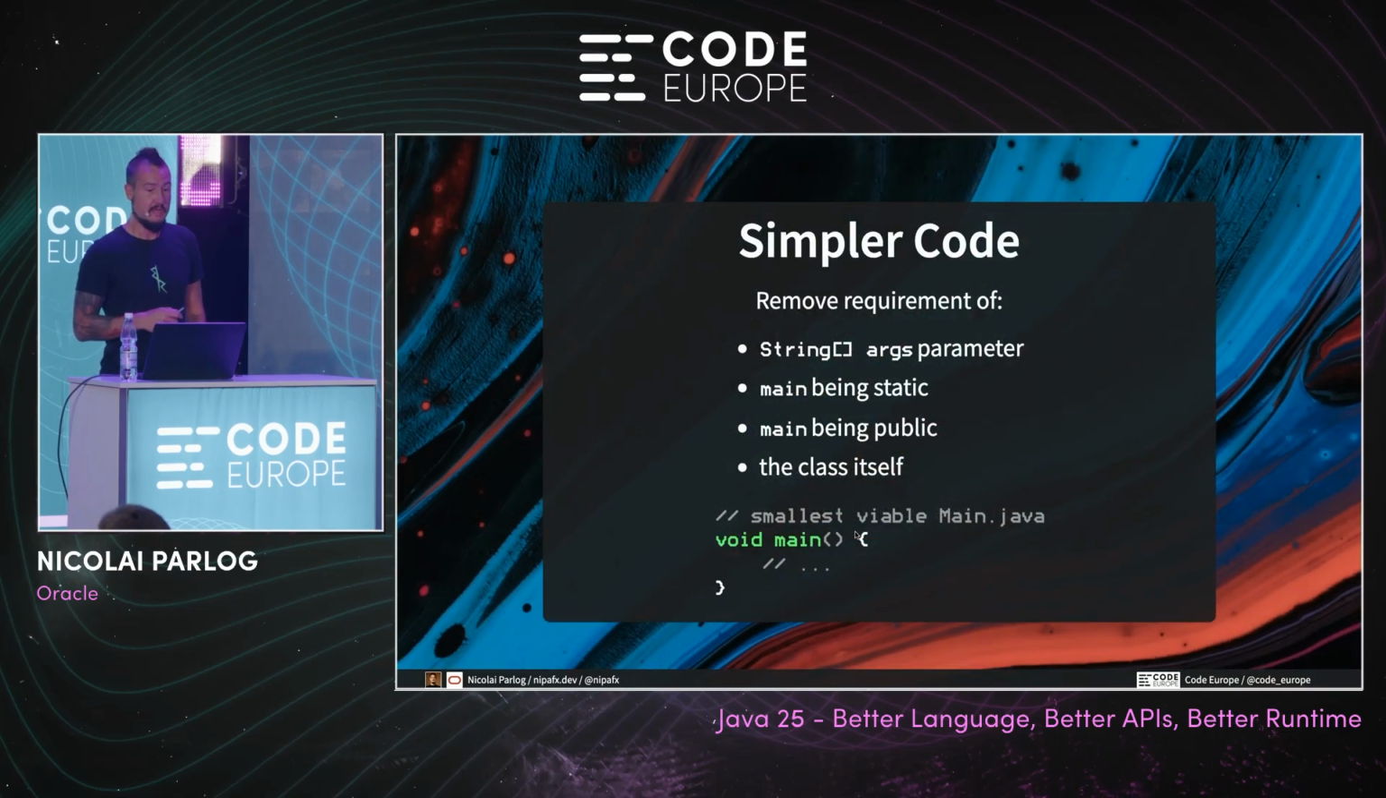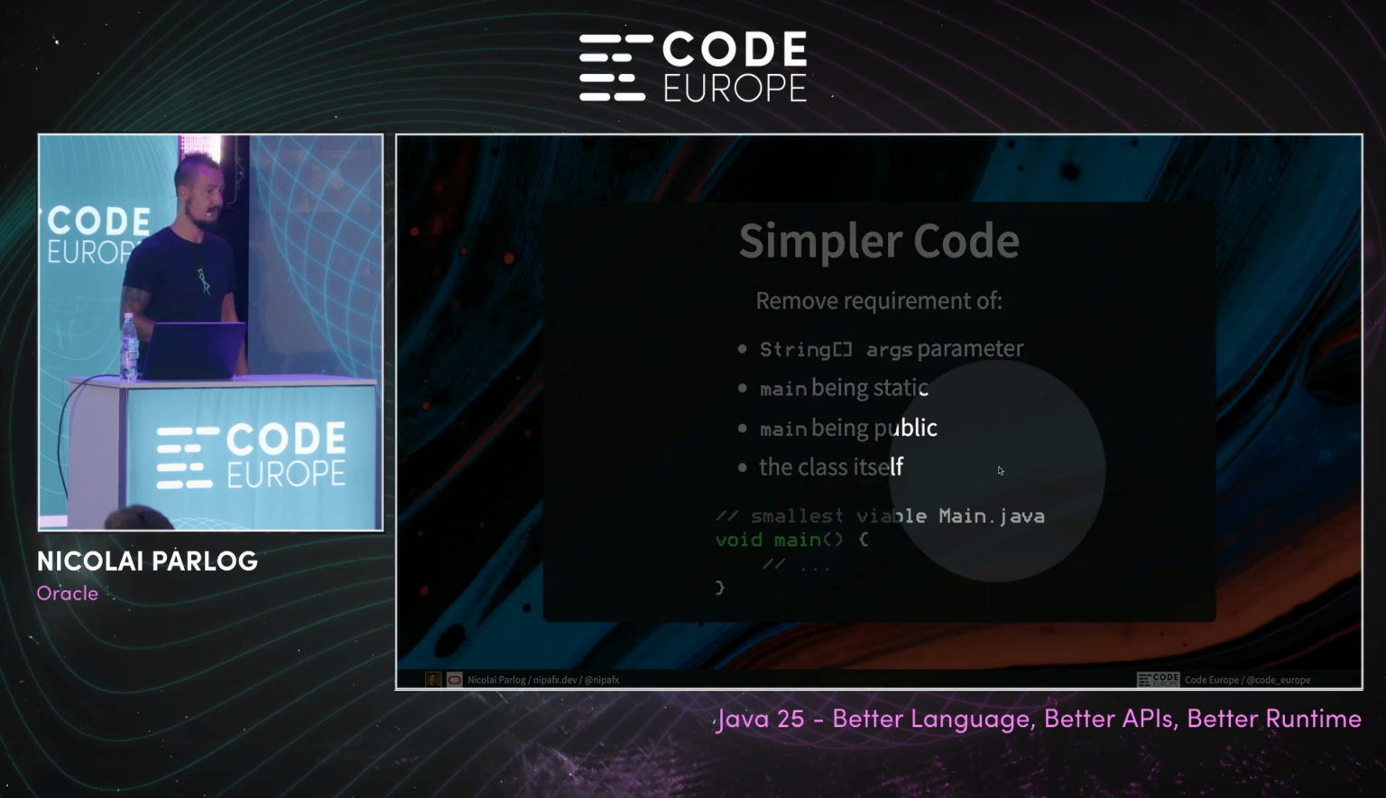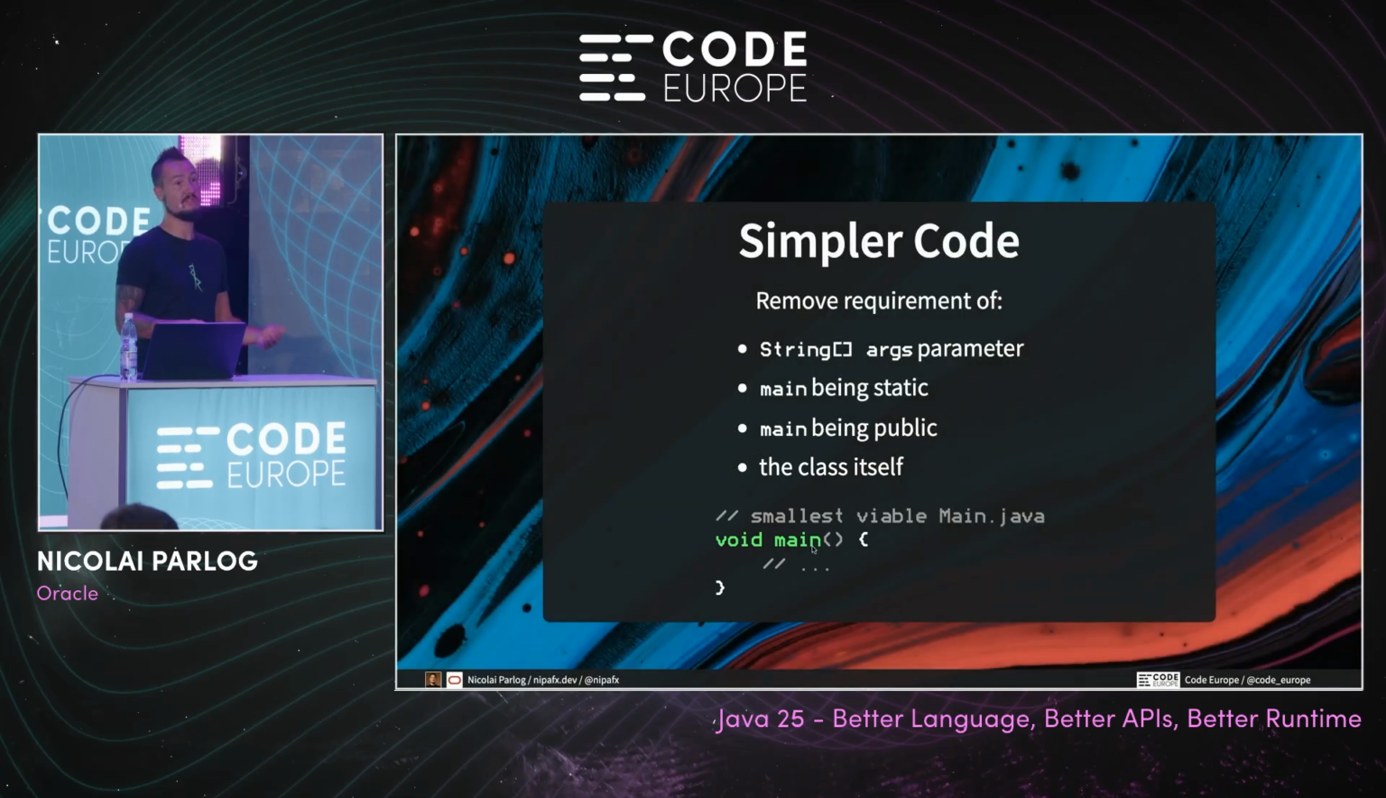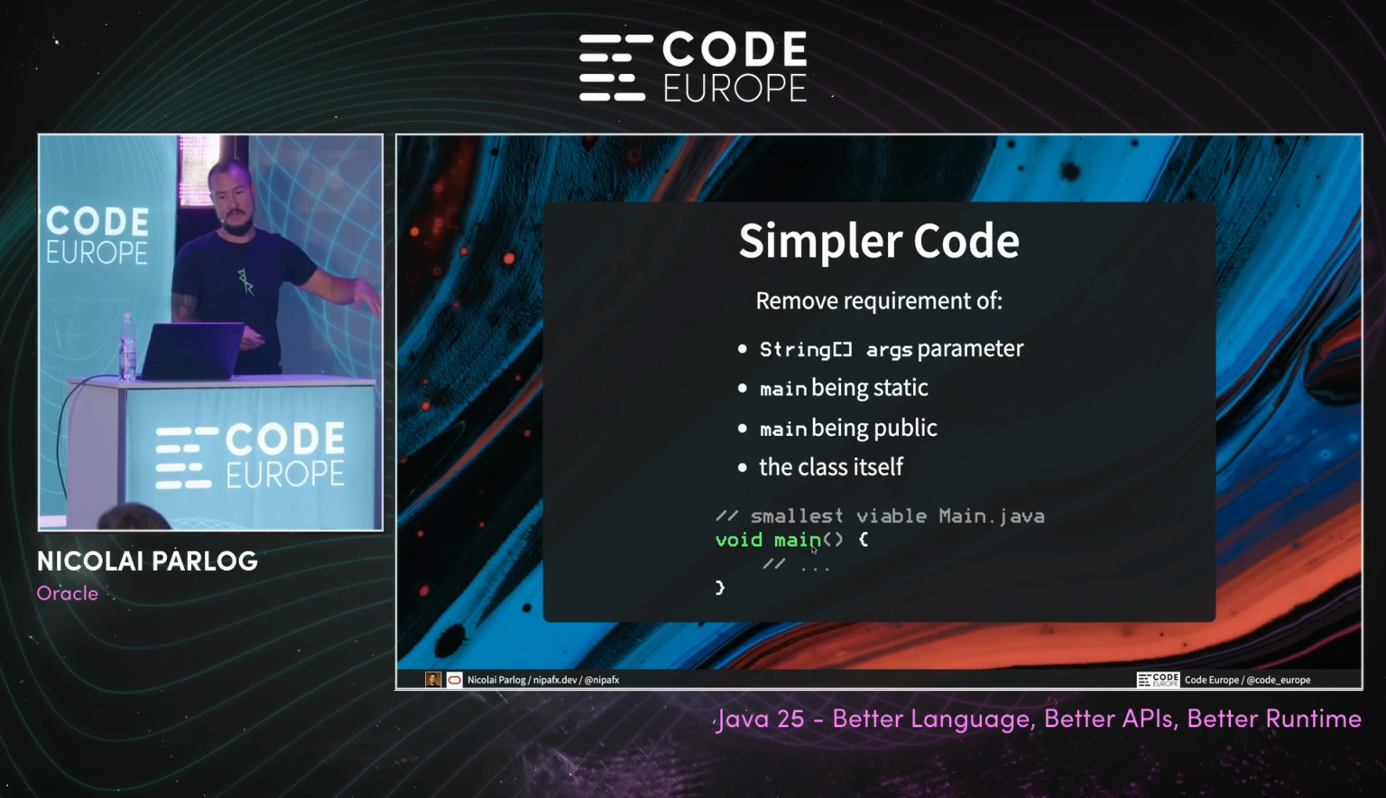First of all, the main method is getting much, much simpler, and also the class around it. The requirements for the string array, for main being static and public, and even for the class itself are all gone. You can now write in JDK 25, this is final, you can write this into a source file, and it would actually compile and run. So this is not a part of a source file, this is the full source file. Just write void main and then write your main method.